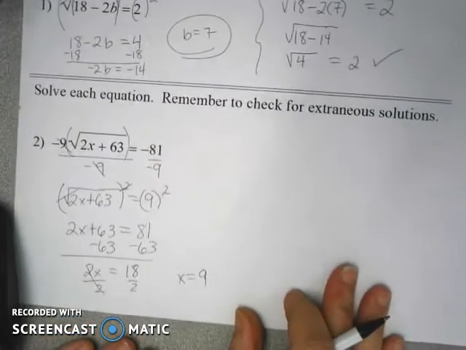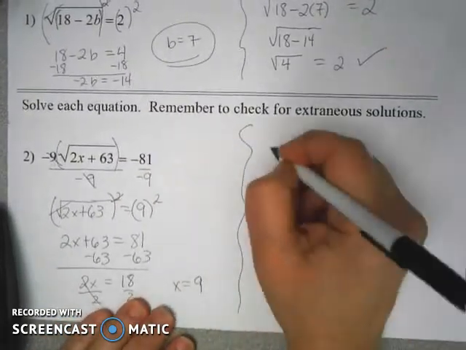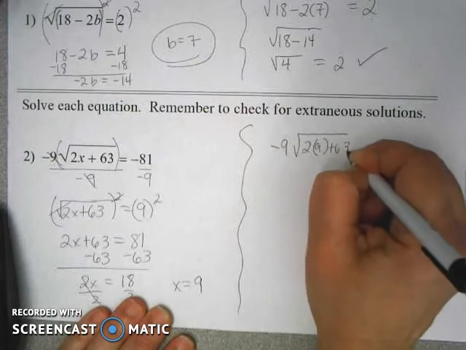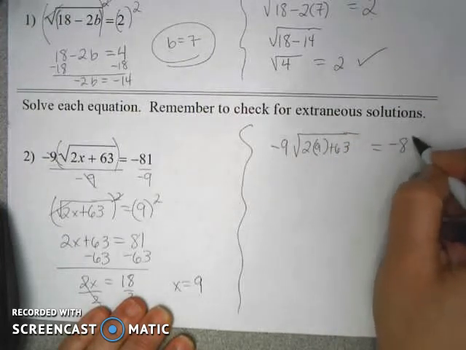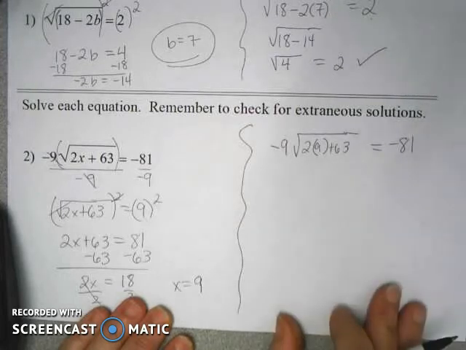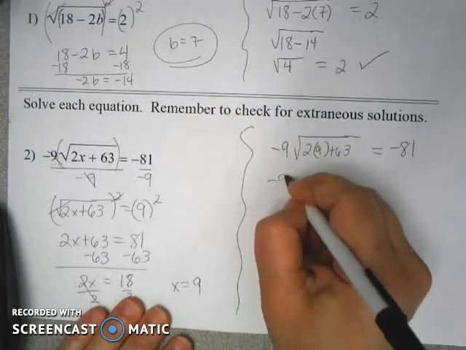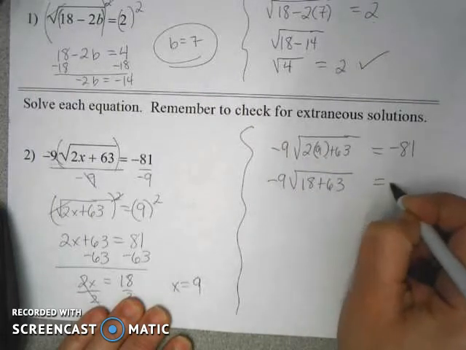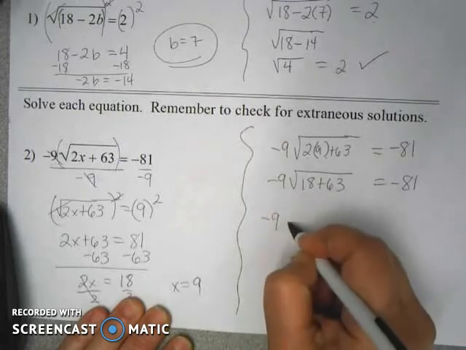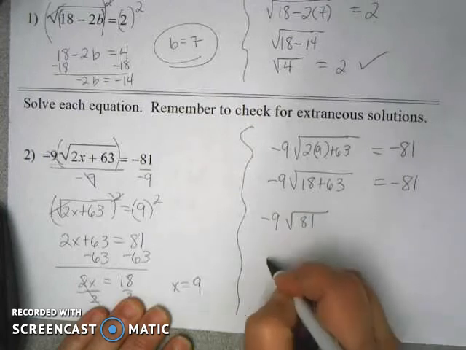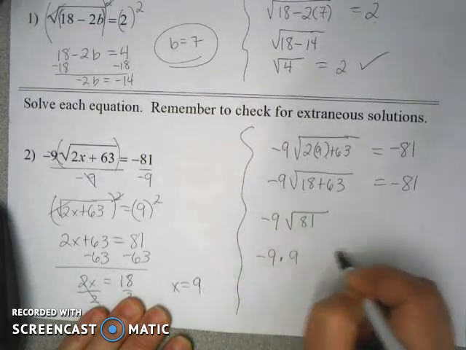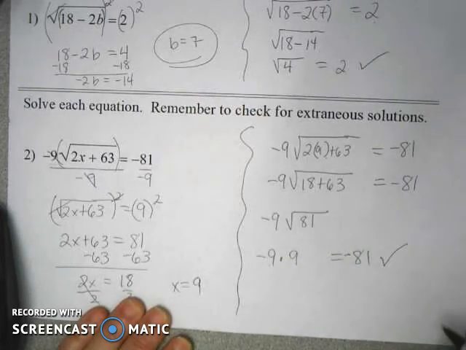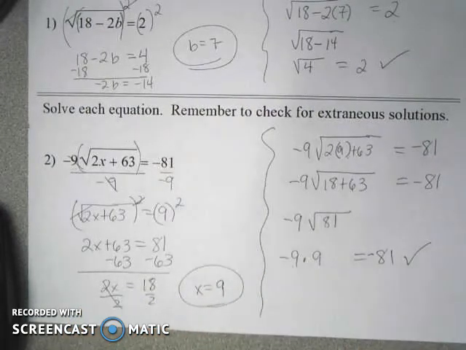And we're just going to double check that that's a good solution by plugging it back in and working out that left side of the equation. So x is 9. So we have this. And we're trying to see, does this left side actually equal negative 81 when we work this out? So it's going to be negative 9 times the square root of 18 plus 63. That's negative 9 times the square root of 81. We know the square root of 81 can be 9. So that does check out because negative 9 times 9 is negative 81. So our solution of x equals 9 is a good one.